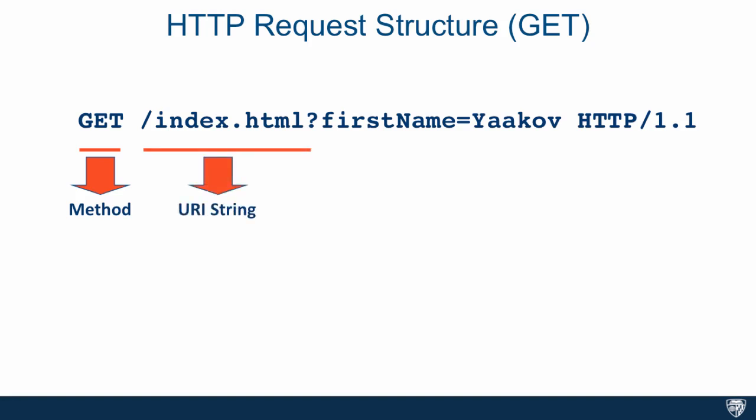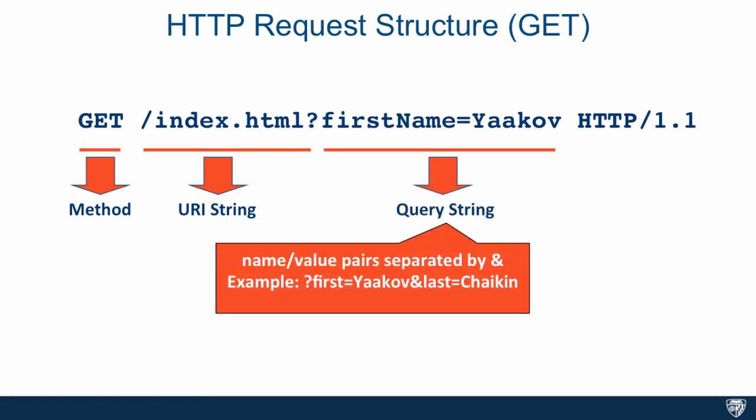Then follows the URI string. So this command has particular parameters you have to pass it. It starts with a GET, and then you pass it a URI string. Then you pass it a query string, which is not a requirement, but a lot of times you do see that. A query string is nothing more than name-value pairs separated by an ampersand. For example, in the orange box, you can see the question mark, which starts the query string. You see first equals Yaakov, ampersand, last equals Heiken. Those are two name-value pair parameters.